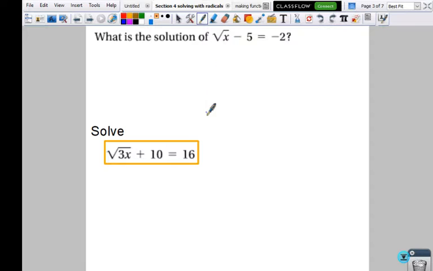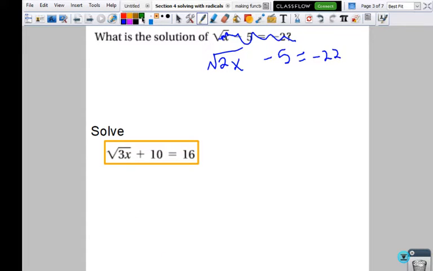Alright, let's look at this next one. And actually, I think I'm going to change the next one around just a little bit. Okay, so I'm going to change this next one around and make it just a little tougher. Not much.